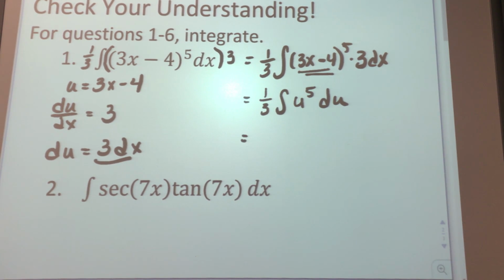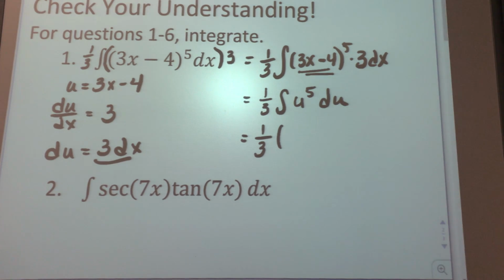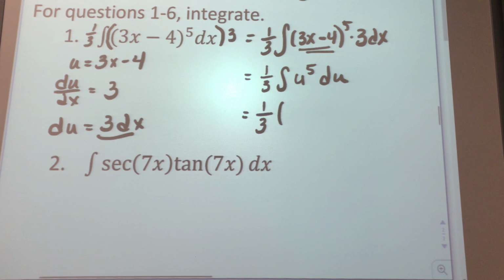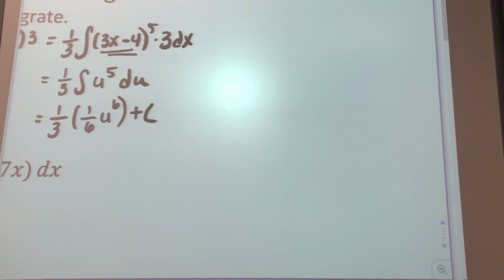So that is going to be the power property for antiderivatives. So that 1/3 is going to hang out for a second. When we do the antiderivative with a power, we are going to add 1 to the exponent and divide by that. So it's going to be 6, so we'll do 1/6. And then that is also your new exponent. And don't forget, when we're doing indefinite integrals, we have to have the plus c. Okay, and then I'll go ahead and multiply that 1/3 and 1/6.